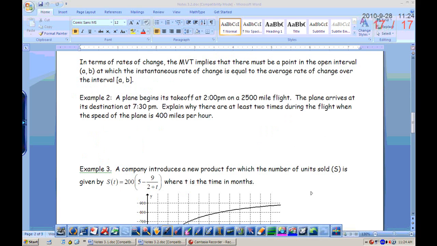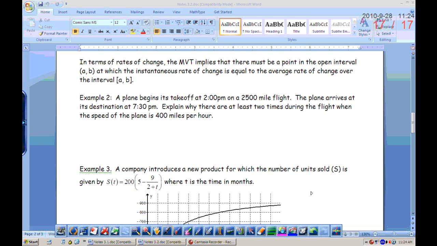Okay, so geometrically we talked about that the mean value theorem guarantees a tangent line that's parallel to the slope between the two endpoints. In terms of rate of change, the mean value theorem implies that there must be a point between A and B at which the instantaneous rate of change is equal to the average rate of change. Remember, instantaneous rate of change is the derivative at a specific point. The average rate of change is the slope between the two endpoints.